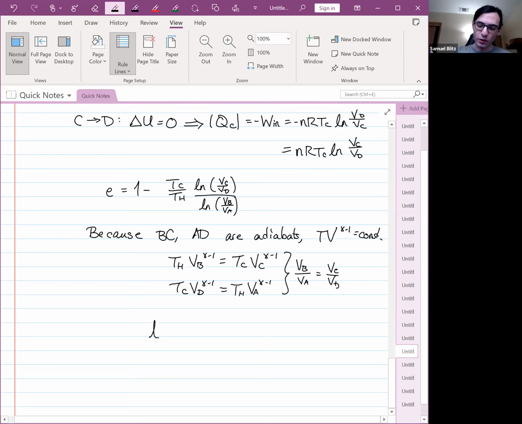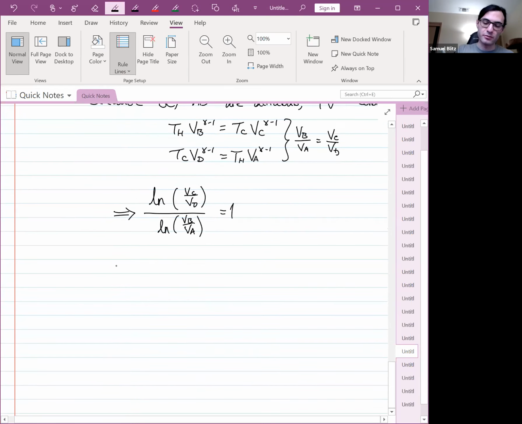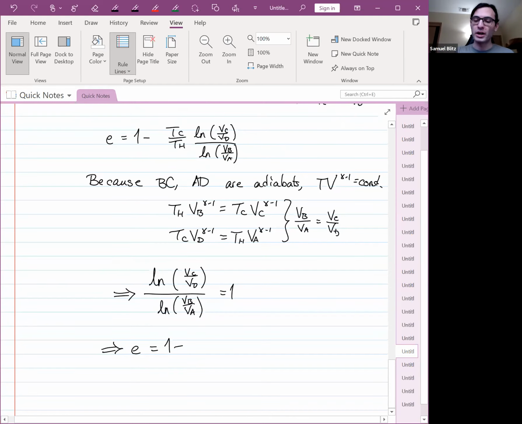And so the end result is that the log of VC over VD divided by the log of VB over VA is just equal to 1. It's a result of it being an adiabat. So plugging that in to our efficiency gives us that our efficiency is 1 minus the ratio of the temperatures of the two reservoirs.